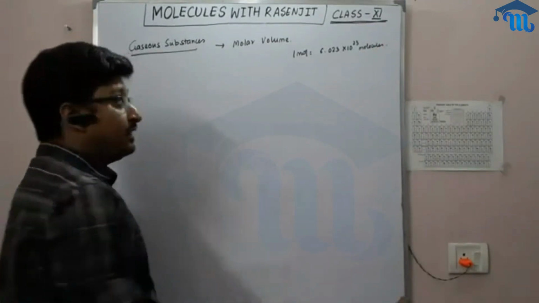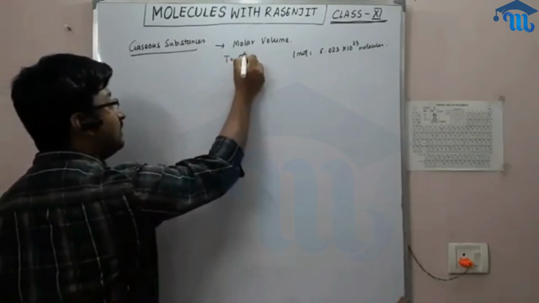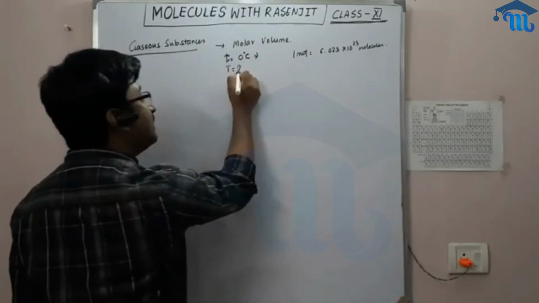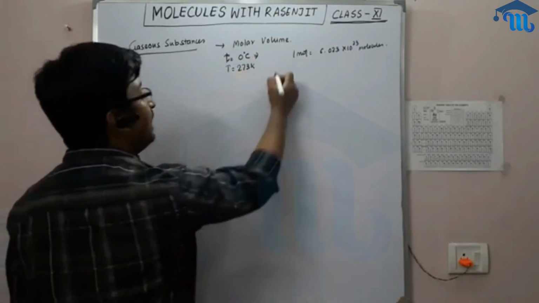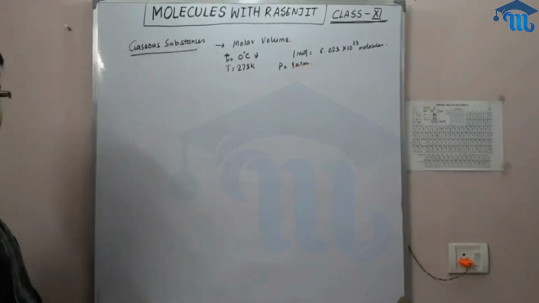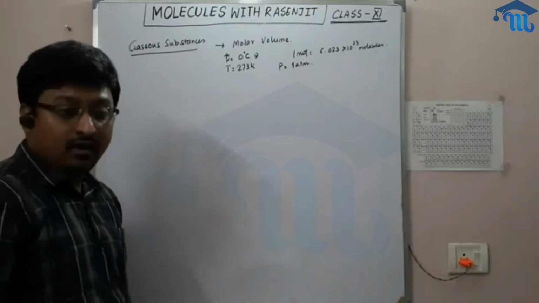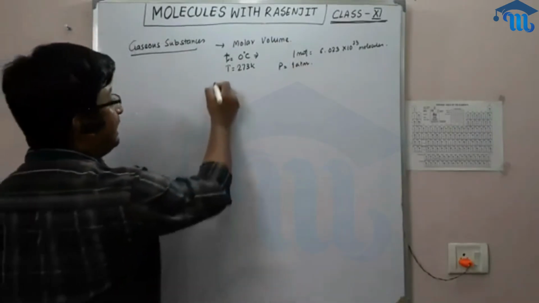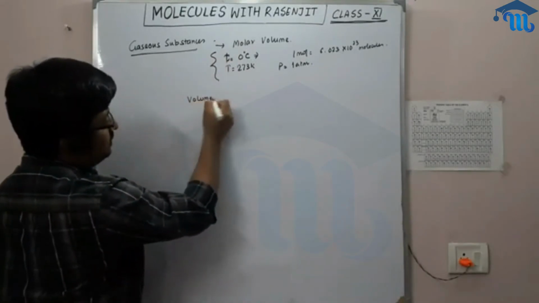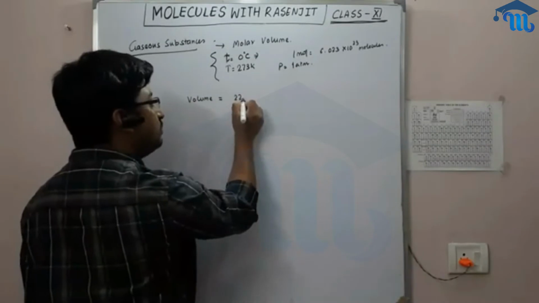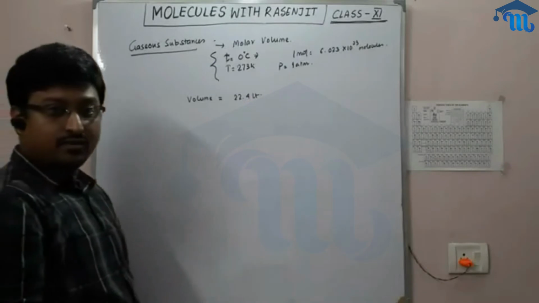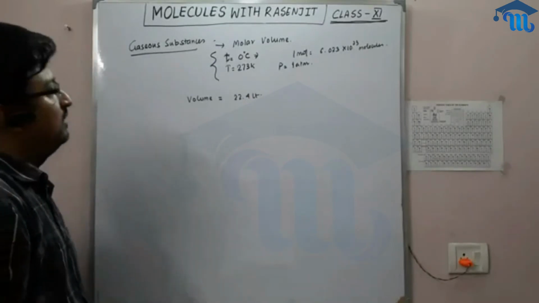Now let us consider the temperature is 0 degrees Celsius, that means it is 273 Kelvin, and let us consider pressure is 1 atmosphere. Now experimentally it is found that at this condition the volume is 22.4 liters.